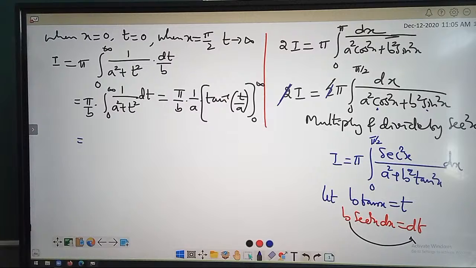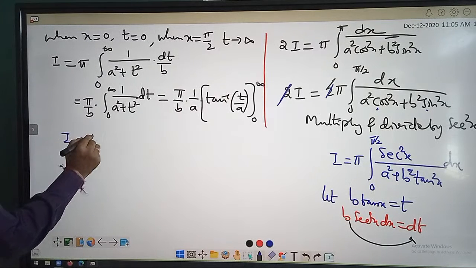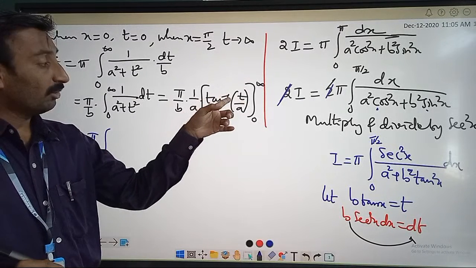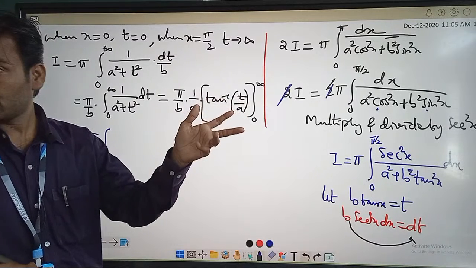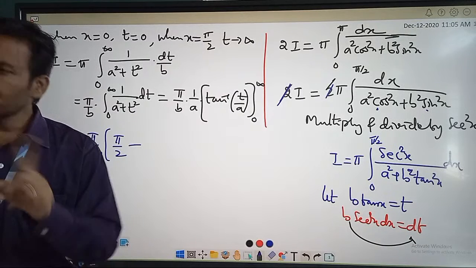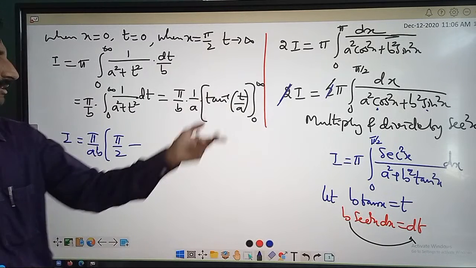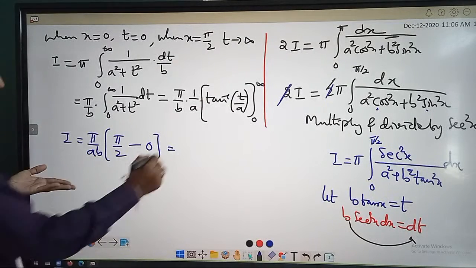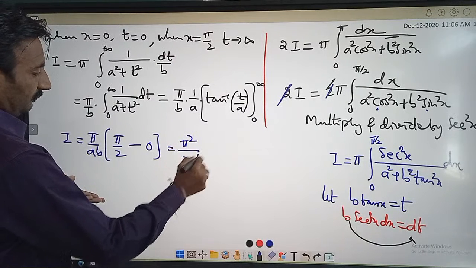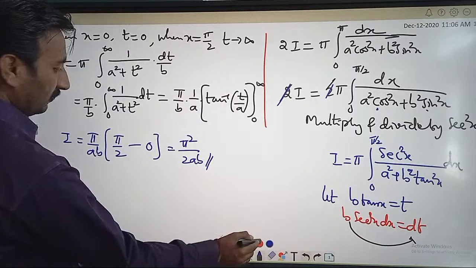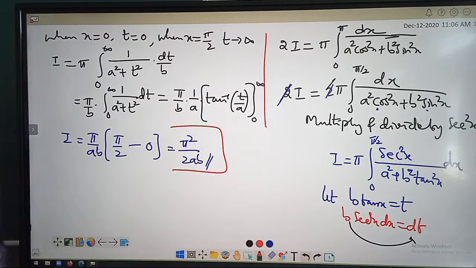Correct? Finally, this is I equal to pi divided by a, b in the bracket. If I put t equal to infinity, tan inverse of infinity is pi by 2, which is 90 degrees. Conversely, when 90 is put, infinity comes; taking infinity, conversely pi by 2. tan 0 is 0, so it is 0. What about this? Pi square divided by 2ab. Correct? Yes, this is what the answer is. Correct?